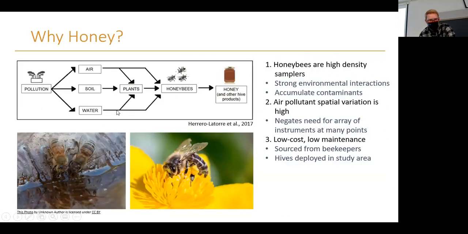So first, turn your attention to this diagram on the left here. Why honey? Well, there's a number of ways that pollution can enter the environment. It can go through the air, through soil, through water. These pathways are each interacted with by honeybees.